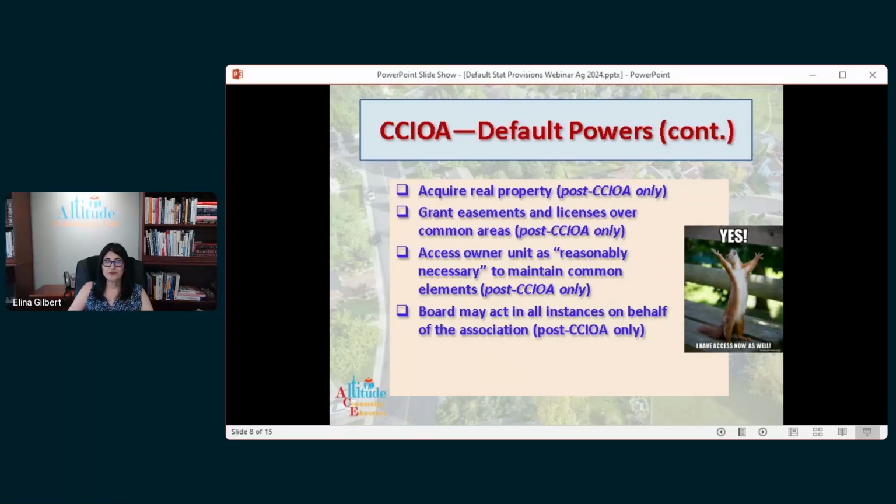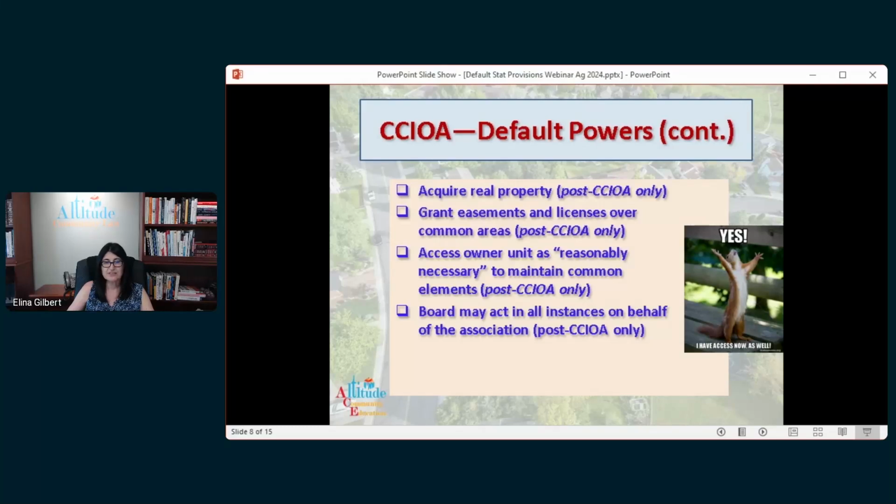So how do nonprofit corporations, or any corporations for that matter, function? How do they make decisions? We elect a board of directors. And that board is the body that collectively makes decisions on behalf of the corporation. Okay, so I like to think of the board as kind of like the brain of the association, for lack of a better term. It's the one making the decisions. And under this provision in Kiowa, at least for post-Kiowa communities, the board is entitled to make the decisions in all instances on behalf of the association.